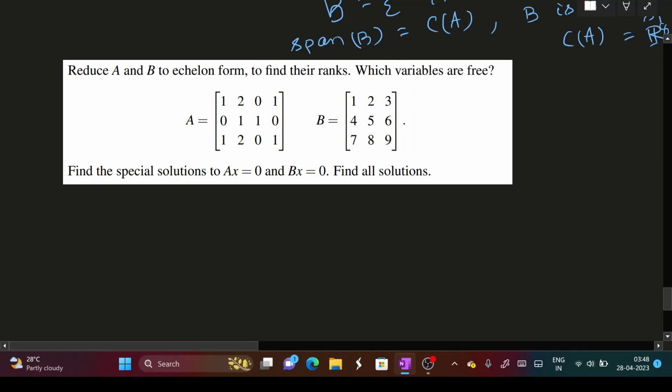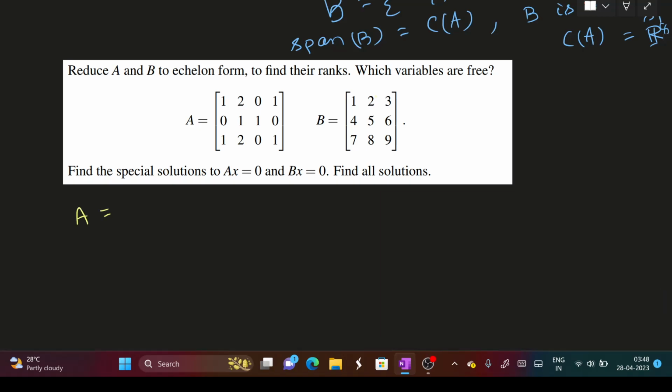So what is it giving? Now my A, I am just changing the color because when the answers are expanded, it will not create any problem. So what is my A? 1 0 1 2 0 1 0 1 1 0 1 2 0 1.